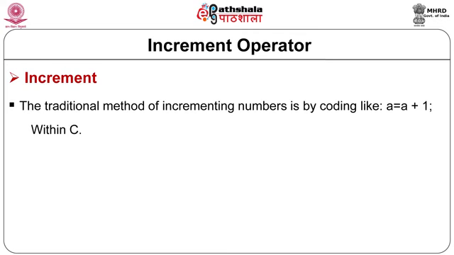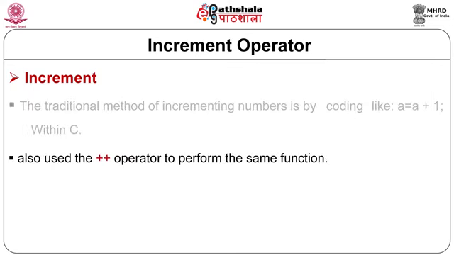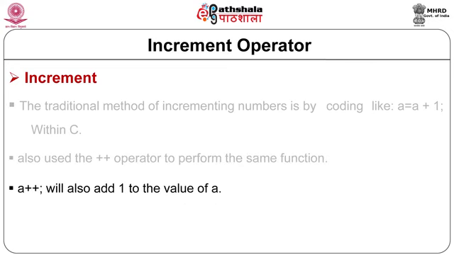The traditional method of incrementing any number is like a equal to a plus 1. It means you are incrementing the value of a by 1. For this, in C language, the plus plus symbol is used to increment the number. So the plus plus operator is for incrementing purpose. So here we are using a plus plus. It means number 1 will be added to the variable a.